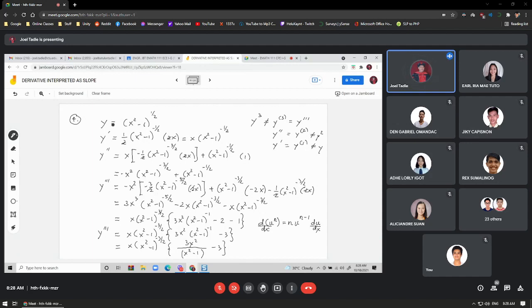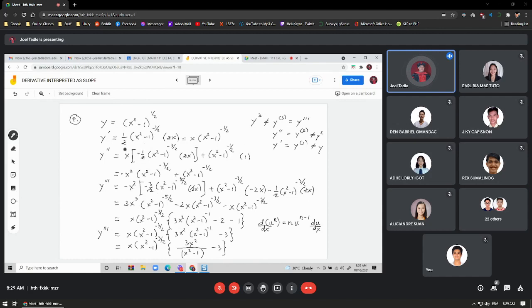Now, so before ta makaabot og y triple prime or third derivative, mag-start kita sa first derivative. So, mo differentiate sa ta, first, ang result ana is the first derivative. Nya ato na pong i-differentiate pagbalik ang result. Ang result ana is the second derivative. Then ang second derivative ato na sang i-differentiate, ang result na ana is the third derivative. So mao na siya ang process.